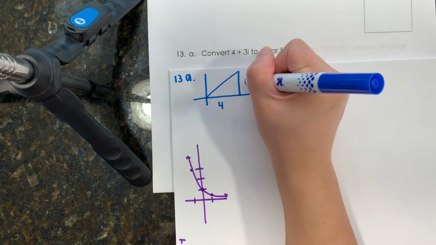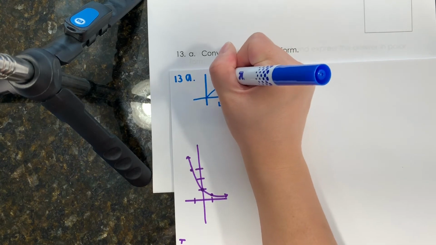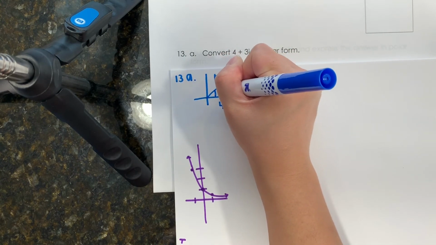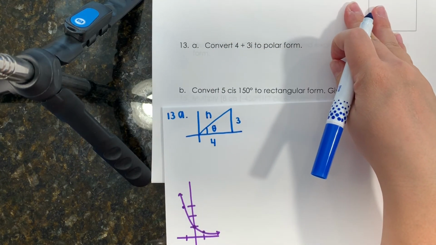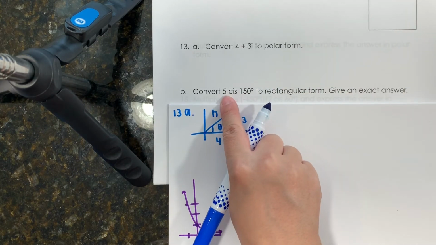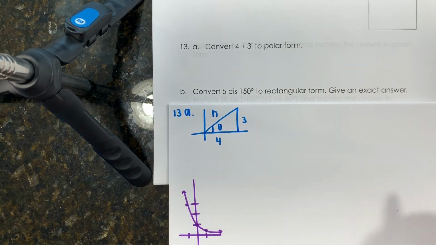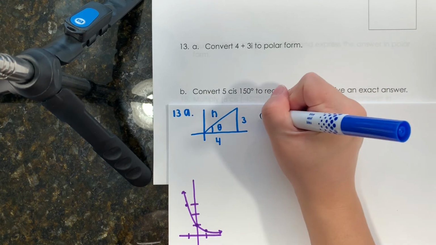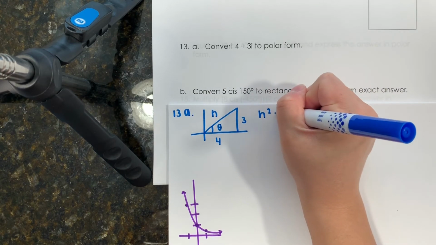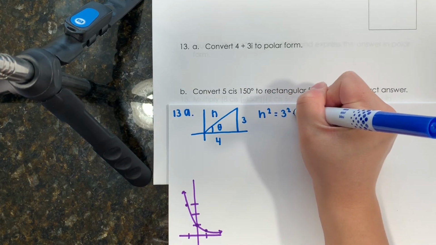Goes 4, then 3. I need to solve my hypotenuse and then my angle. And then your result is going to look something like this. So it's hypotenuse and CIS angle. Now you're going to find the hypotenuse using the Pythagorean theorem. So h squared equals 3 squared plus 4 squared.